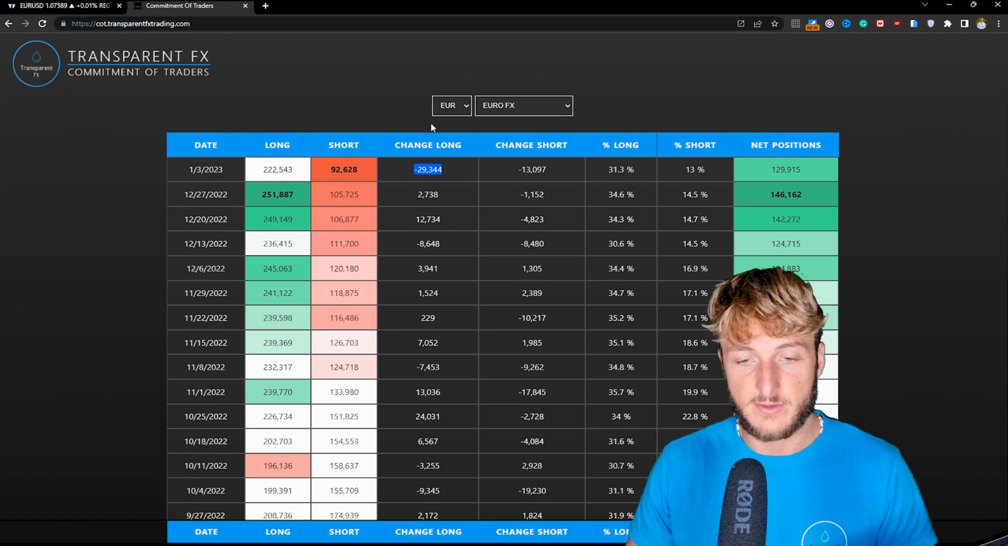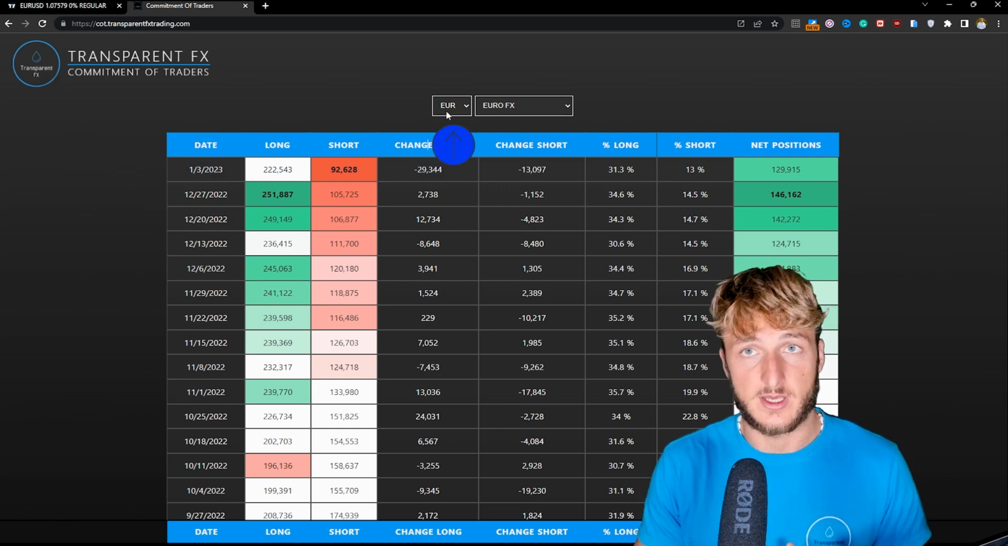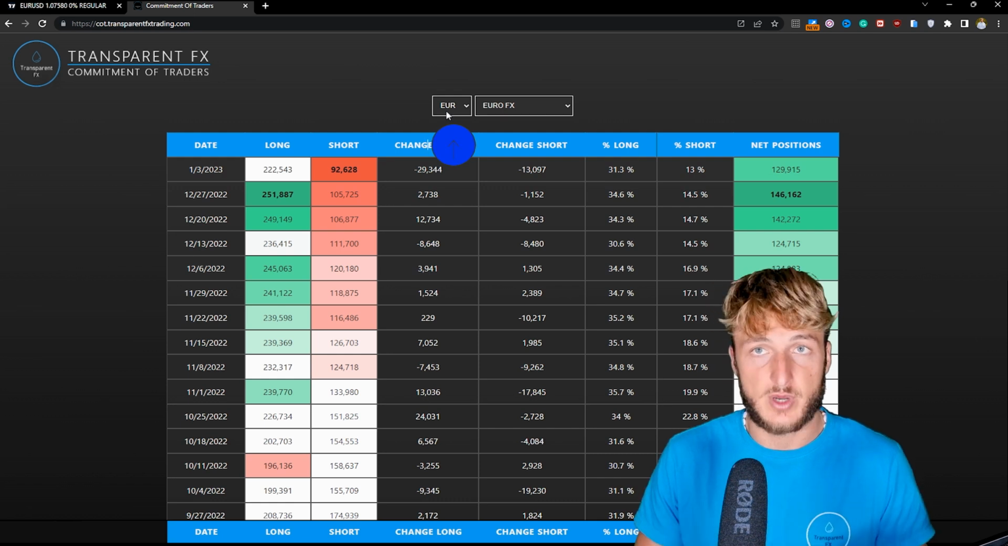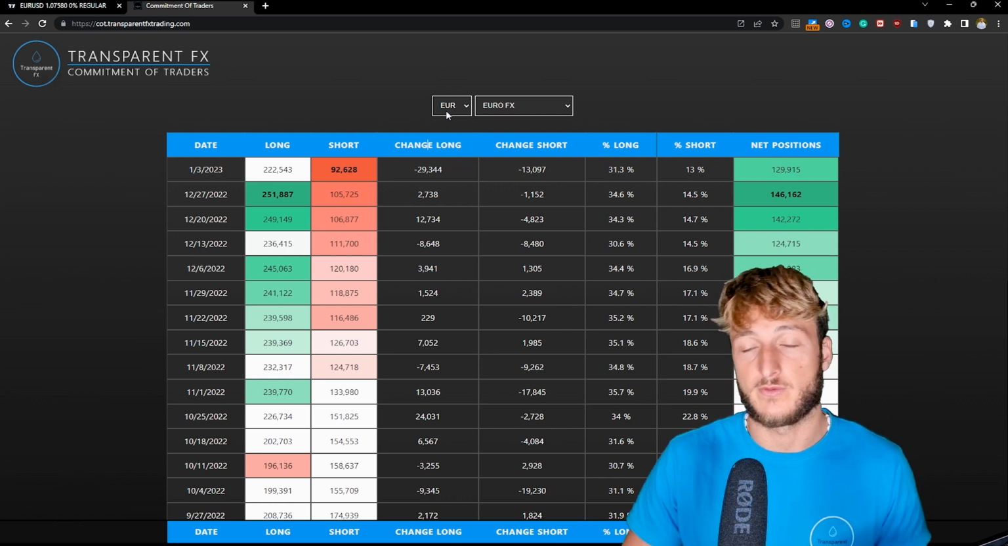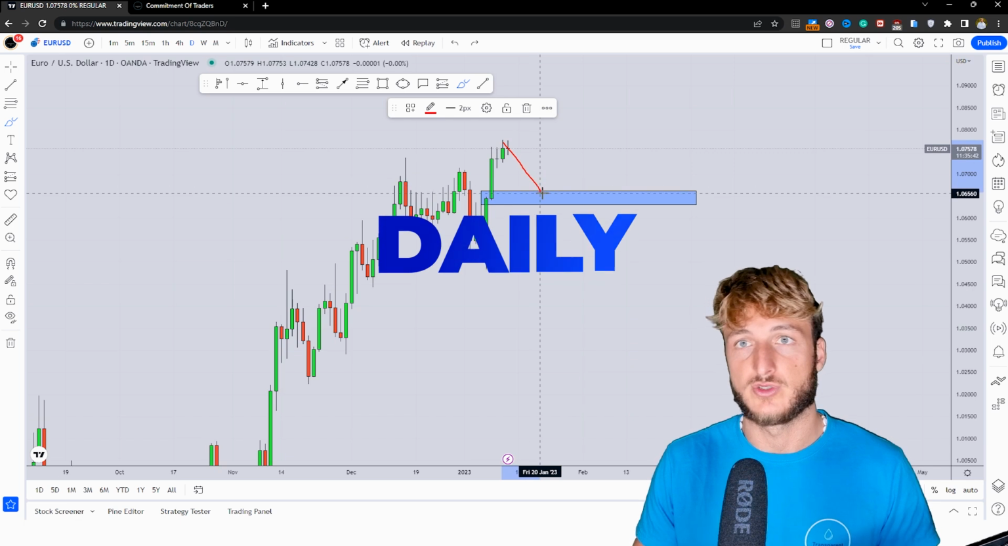Now, you have to keep in mind that if you're checking data for the euro, you're actually already checking Euro USD, because all currencies on the spot are traded against the USD. So if you're checking the euro, you are already checking Euro USD. So there is definitely the possibility for this potential rejection lower.